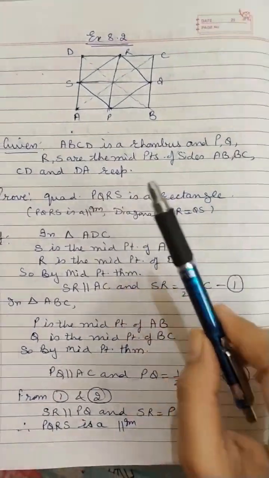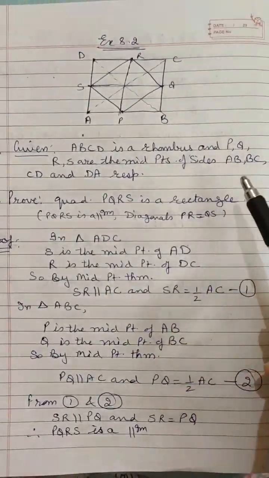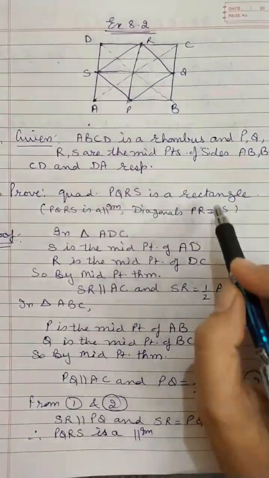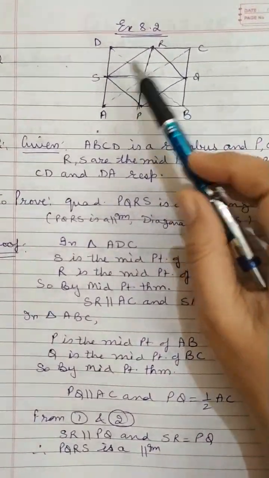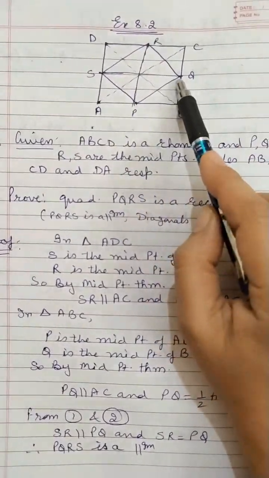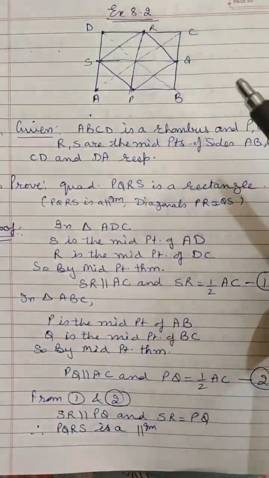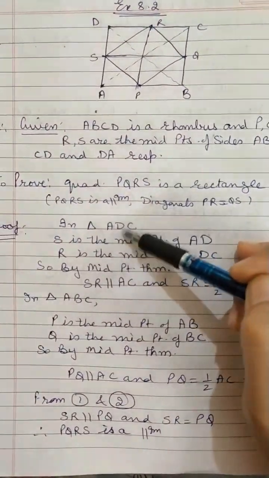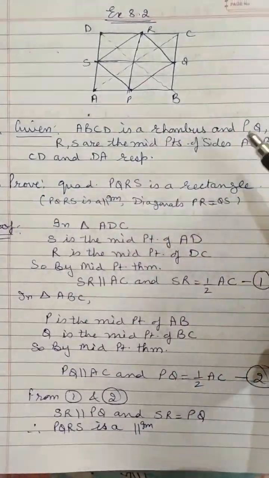Now if you remember, in a rectangle the opposite sides are equal, and the diagonals are also equal. So if I prove that PQRS is a parallelogram, and in this parallelogram PR is equal to SQ, that means its diagonals are equal, then I will show that it is a rectangle. Now how to do that? Very easy. To prove it is a parallelogram, everywhere we will use the midpoint theorem.